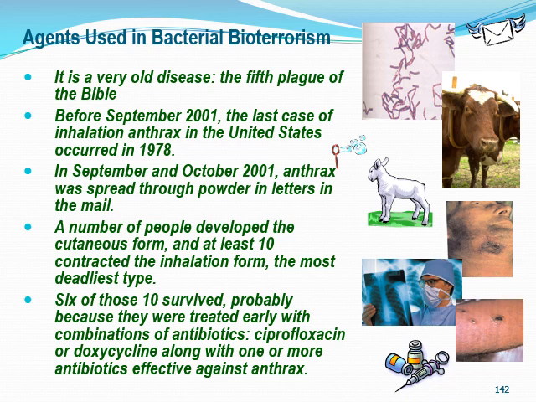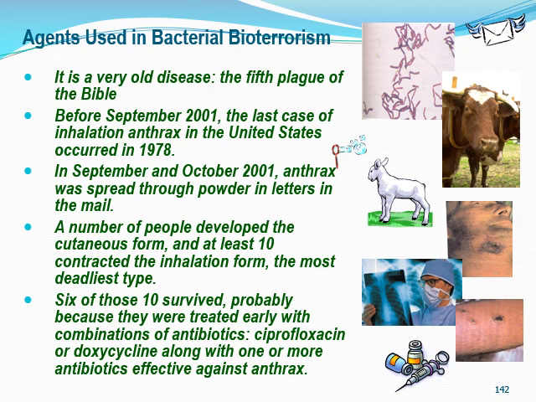Then we have, talking about anthrax. It's a very old disease, of course, because it came from sheep and lambs, right? It was called the 5th plague in the Bible, okay? And then before 2001, the last case of inhalation anthrax in the United States occurred in 1978. So from 1978 to 2001, we had no reported cases of inhalation anthrax in the United States.